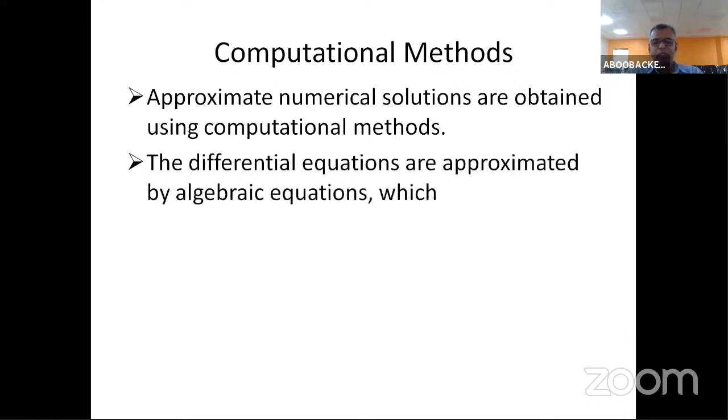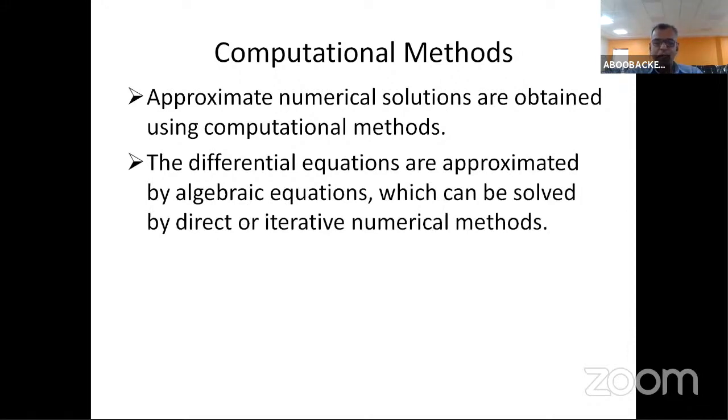In all these computational methods, the basis is that the differential equations are approximated by algebraic equations, which can be solved by direct or iterative numerical methods. The solution is difficult because of these equations governing the physical problems. Most of the dynamic problems, such as flow or movement, involve rate of change with respect to time and rate of change with respect to space, or what we call temporal and spatial variations. So once it is formulated, automatically it will result in differential equations.